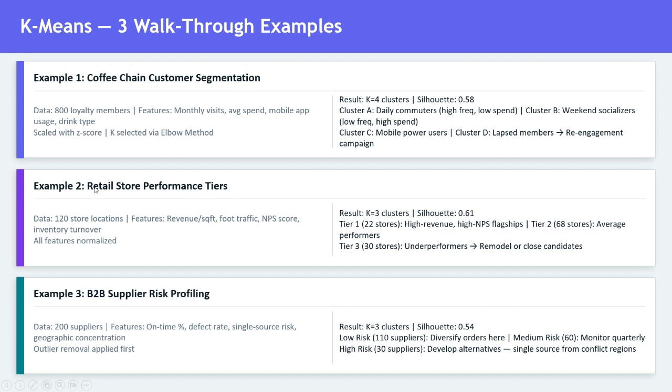Example number two, retail store performance tiers. Again, we get fitting people into performance tiers. Or fitting stores actually. 120 store locations, right? So we are over 100, so we met our data requirement. We're looking at revenue per square foot, foot traffic, NPS score. I'm not really sure what that is, and inventory turnover, and then all the features are normalized. So we've treated all the data, right?